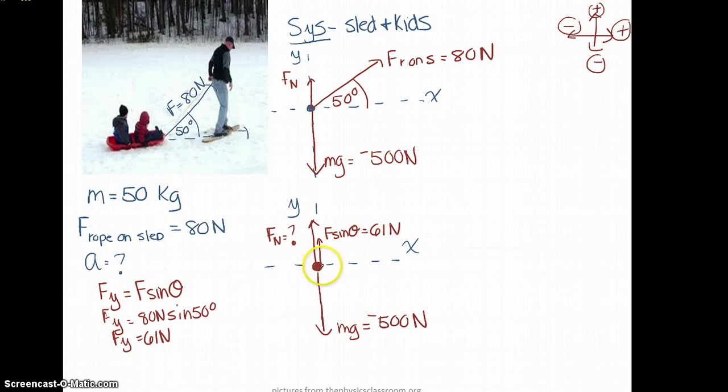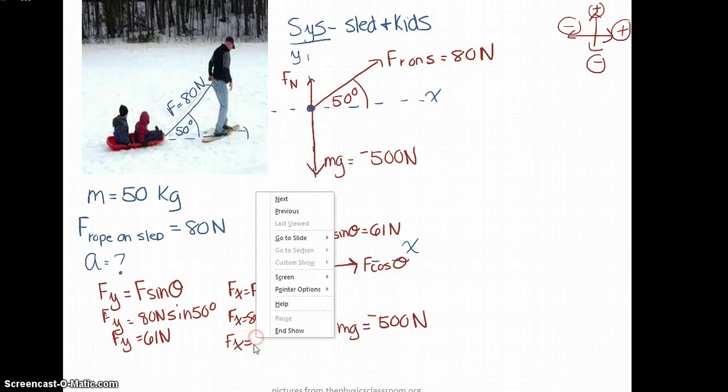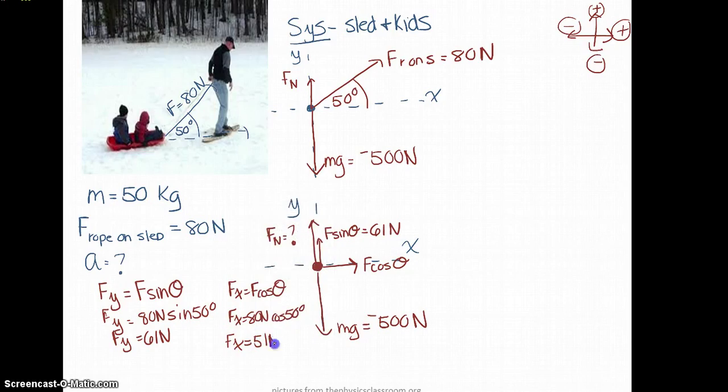Okay, so we're going to find the x component in the same way. I can draw this in, and it would be represented by F cosine theta. And so we can figure that one out. F cosine theta is our x component. So that means that our x component is just 80 newtons times the cosine of 50 degrees. And that gets us about 51 newtons for that one. Okay, so I'm going to add that into our force diagram.